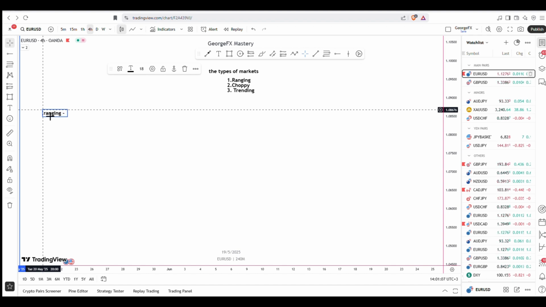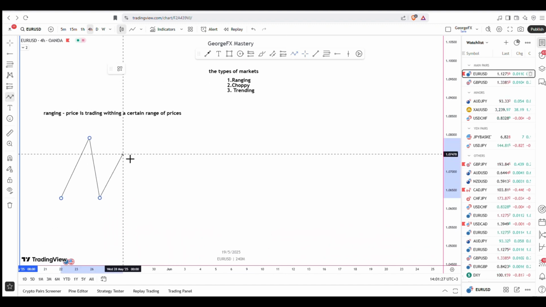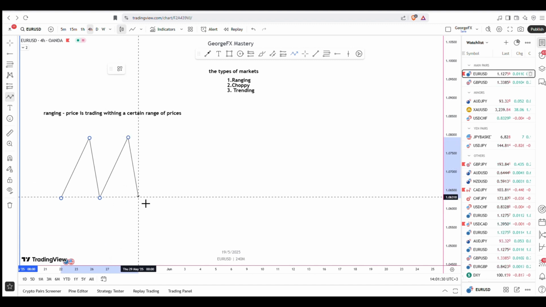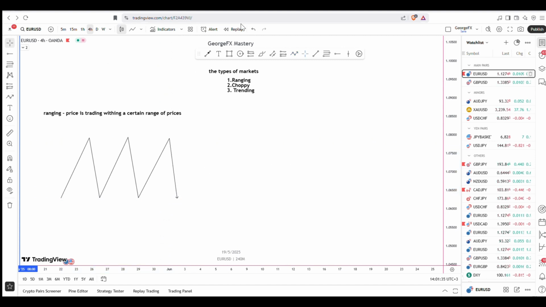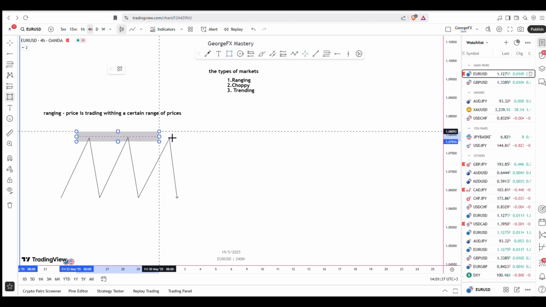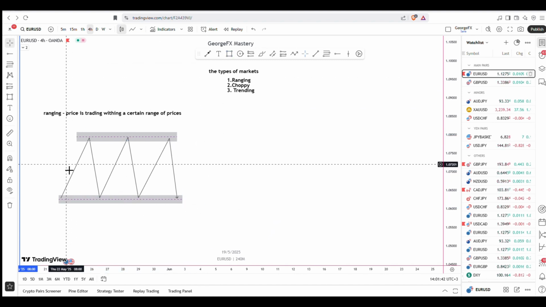Ranging markets are basically markets where price is trading within a certain range of prices. Basically, you're seeing price get to a particular zone, then come back to the same zone it was, something like that. That is what we call a ranging market: a market where price is just trading within a specific range of prices. So maybe, let's say for instance, gold price is just trading between 2500 and 3000. That is what we call a ranging market.